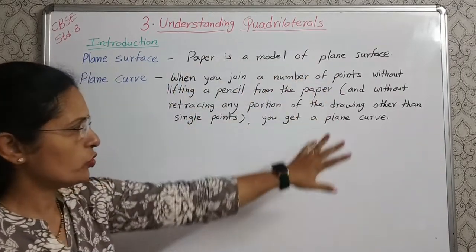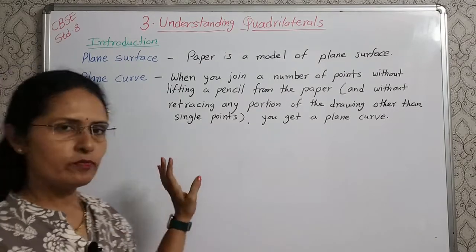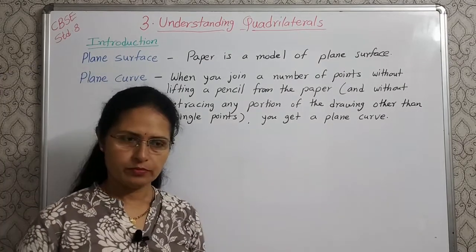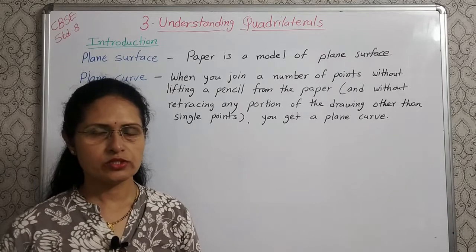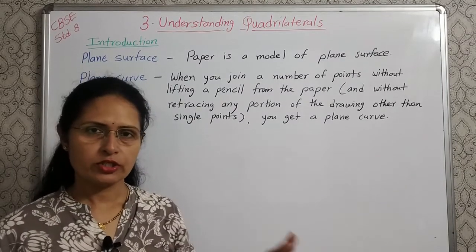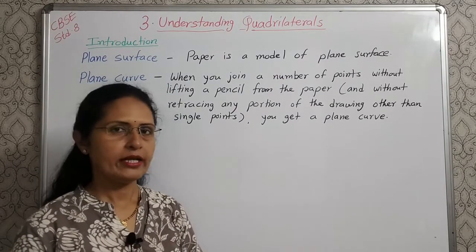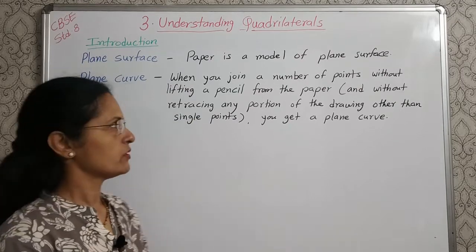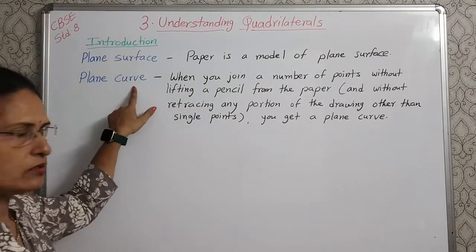Even this writing board is an example of plane surface. The flooring of this room is also a plane surface. The tabletop is also an example of plane surface. Now what is plane curve?